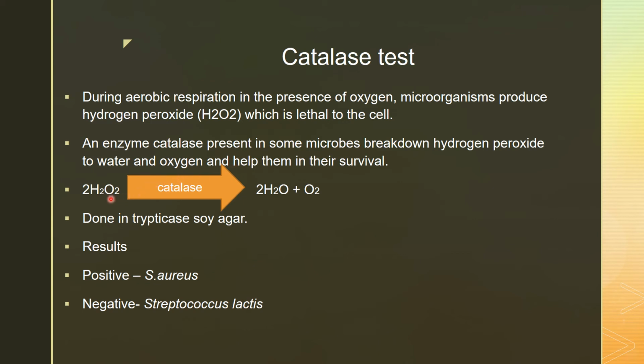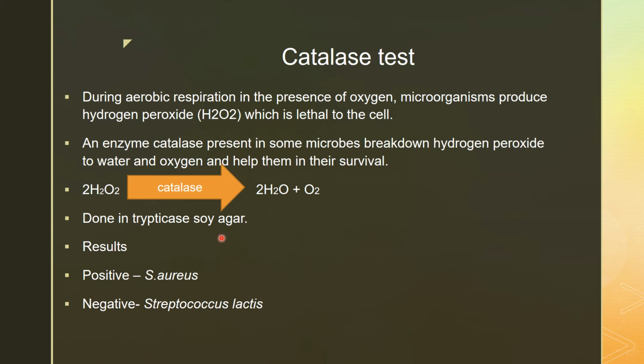As you can see, this is the hydrogen peroxide and this is the catalase enzyme which converts hydrogen peroxide into H2O, and there is a release of oxygen from that. This catalase test can be performed in the trypticase soya agar, or we can perform it directly on the slide. We use 3% hydrogen peroxide for that.